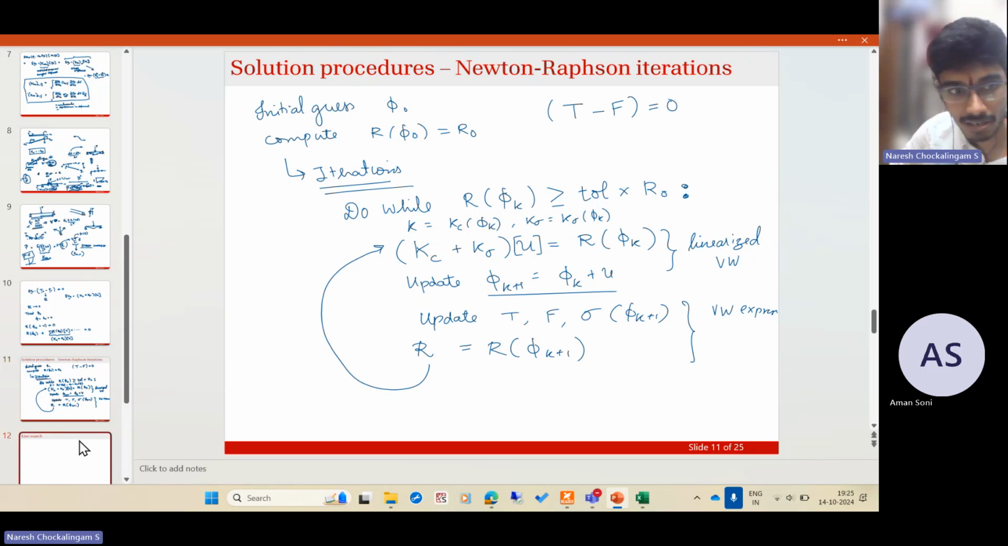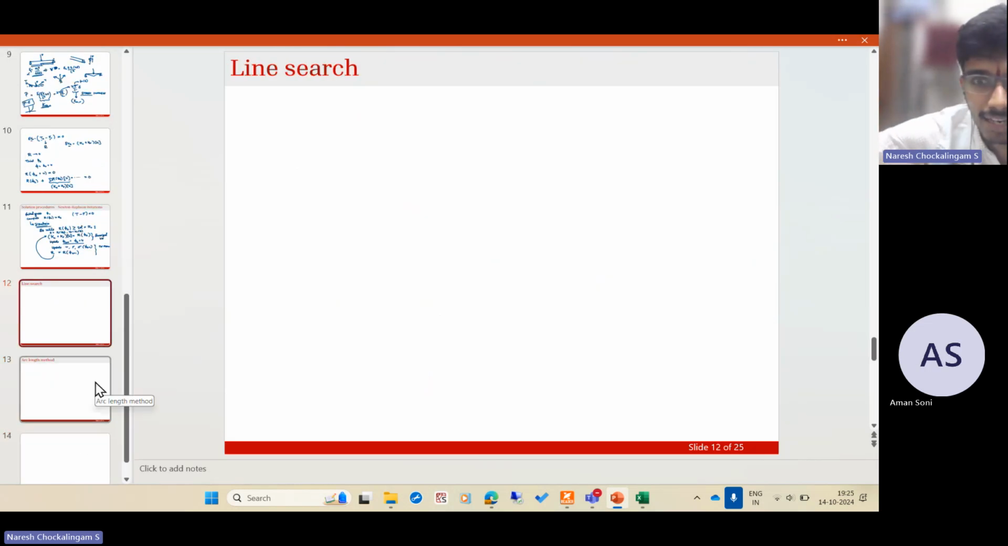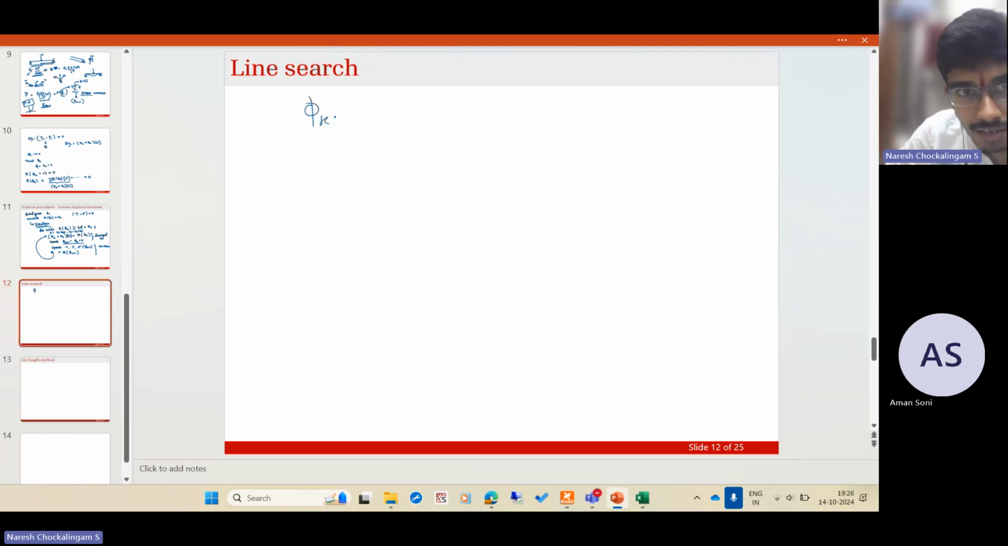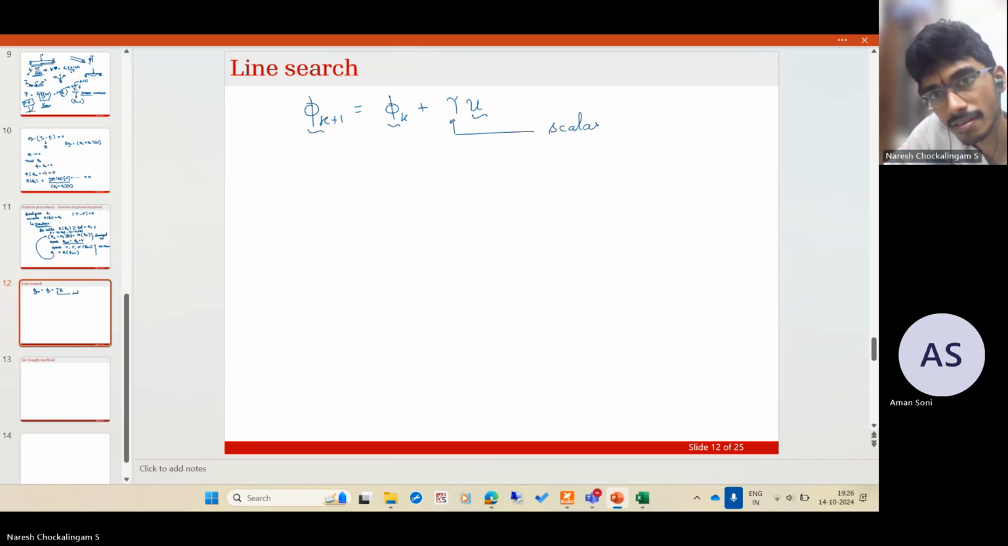Sometimes Newton-Raphson may not converge, it may diverge, or it may converge slowly. In that case, an improvement to Newton-Raphson is suggested as a line search algorithm, where everything else remains the same. The only difference is that instead of updating as phi k plus u, you make the update phi k plus 1 is phi k plus some gamma times u. These are all vectors and this is a scalar, which belongs to the range 0 to 1.